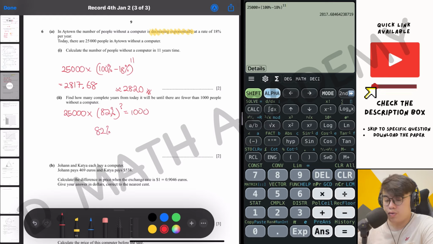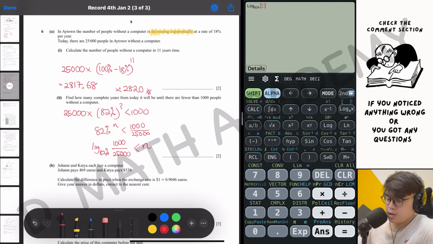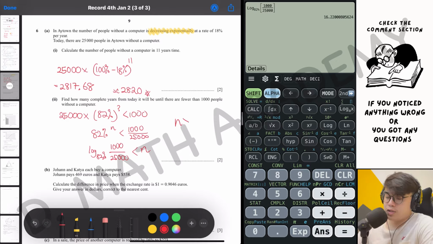82% to the power of n. They wanted fewer. It would be easier if we put it this way. So from here, we'll be using logarithm. So log with the base of 82%, 1,000 over 25,000, and then n. So we must have n more than 16.22 years, which is about 17 years long, to make it lesser than 1,000 people.